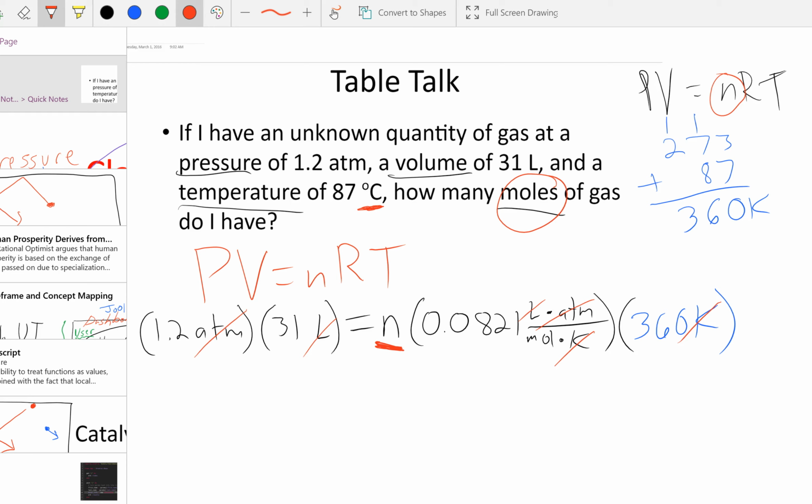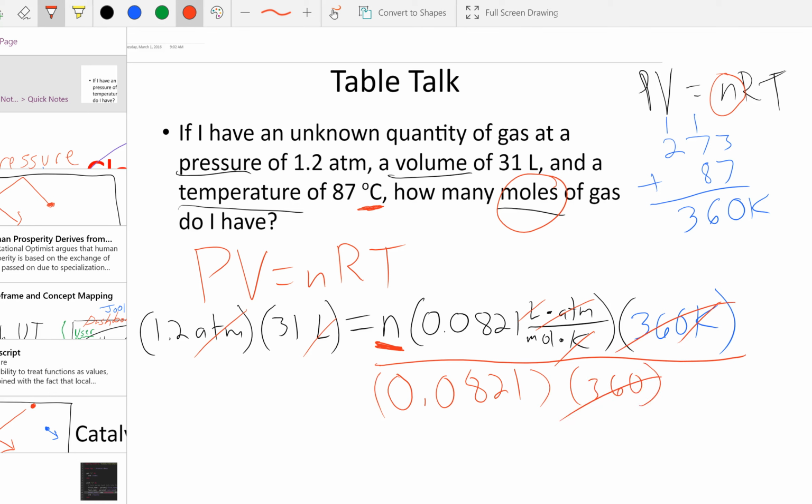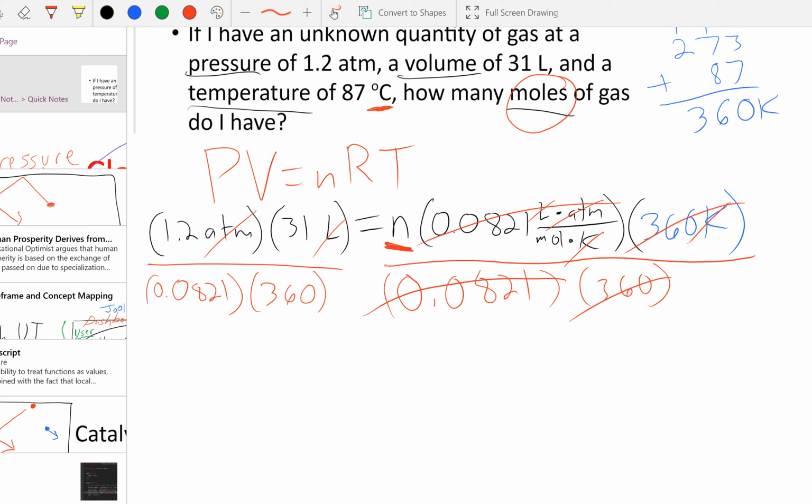So, all I need to do is get N by itself. And I'm gonna do that by dividing both sides by the same thing, 0.0821 and 360. Cross out there, cross out there, cross out there, cross out there. And I'm gonna do the same thing on this side. I'm gonna get 0.0821 and 360. And now all I need is a little bit of math, 1.2 times 31.